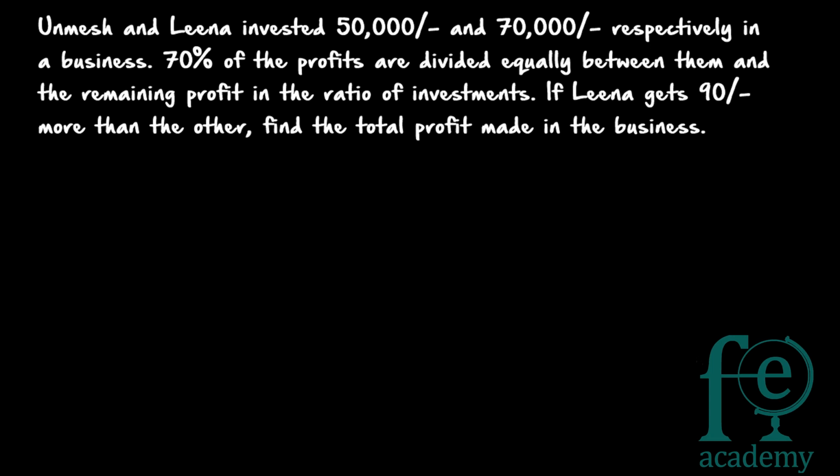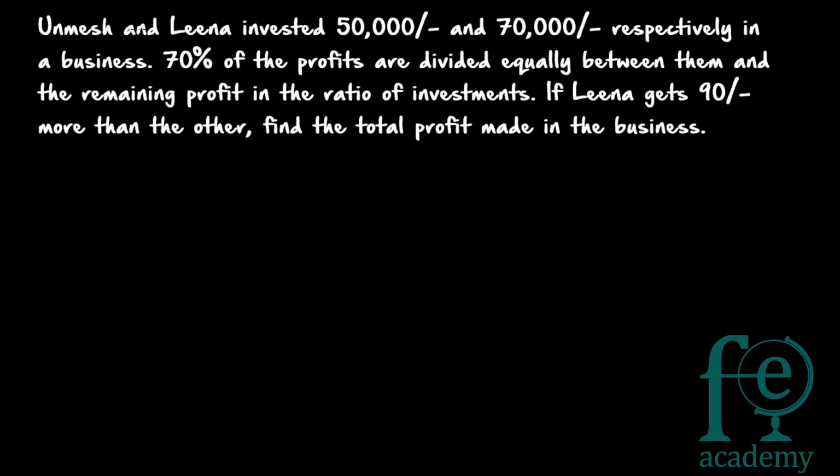Now second question, Unmesh and Leena invested 50,000 and 70,000 respectively in a business. 70% of the profits are divided equally between them and the remaining profit in the ratio of investments. If Leena gets 90 more than Unmesh, find the total profit made in the business. The same kind of question. So here I am going to use the direct formula.